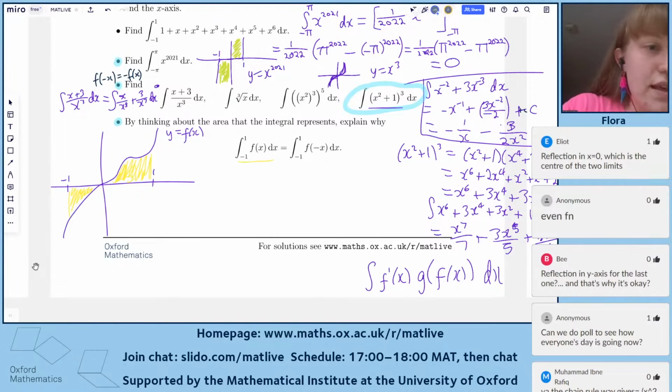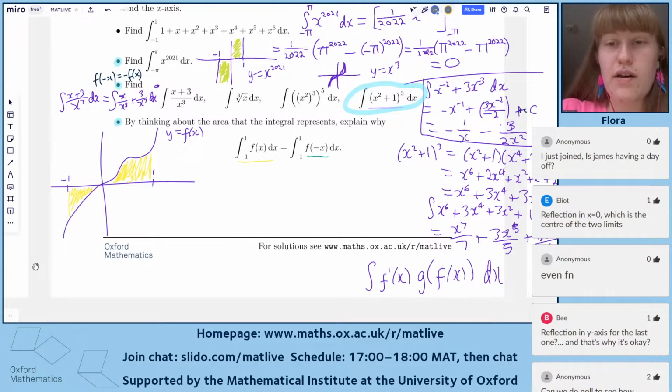And so now we need to think about, I need a different colour again. Now we need to think about what does f of minus x look like. So if you've studied graph transformations, then hopefully you remember that if you put a minus sign in front of all the x's in the function, then that flips it in the y-axis, because you are flipping the x values, so it reflects in the y-axis.